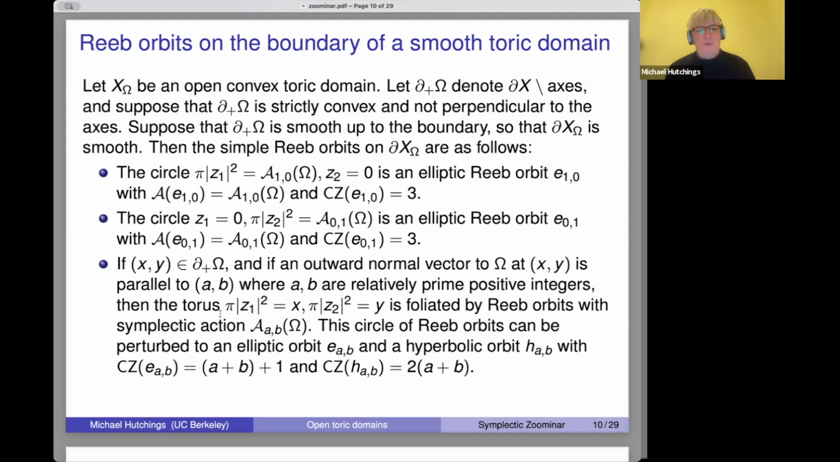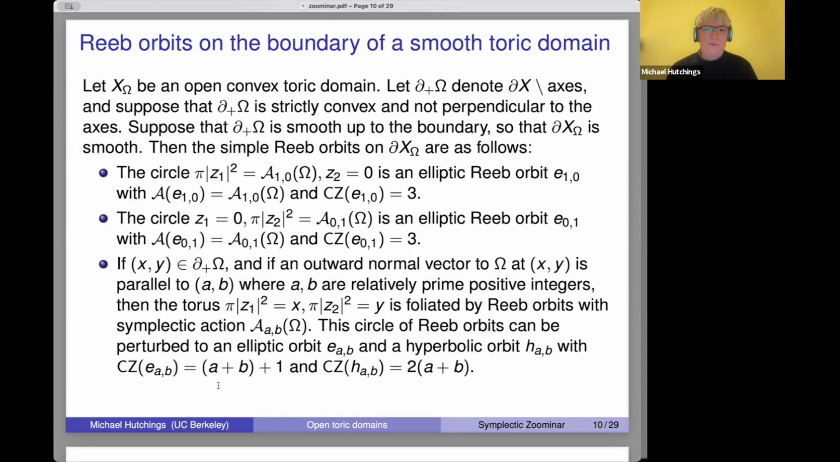Each of these Reeb orbits has symplectic action A, which is the reason why I defined it that way. And if you would rather have a non-degenerate contact form, then you can perturb that circle of Reeb orbits using a Morse function on that circle with one maximum and one minimum. That turns it into an elliptic orbit, which I denote by E_AB, and a hyperbolic orbit, which I denote by H_AB. Their Conley-Zehnder indices are given by these formulas.